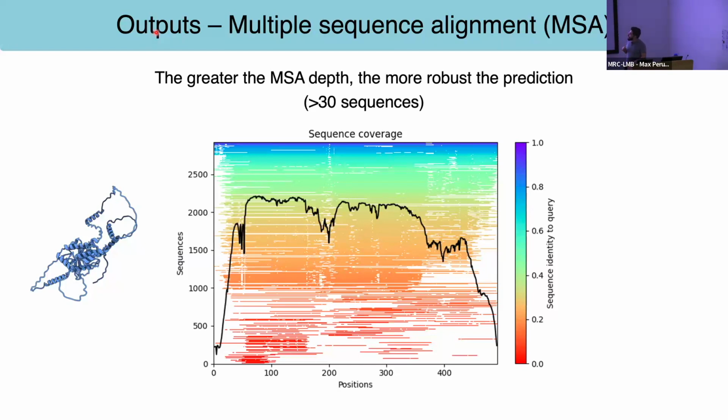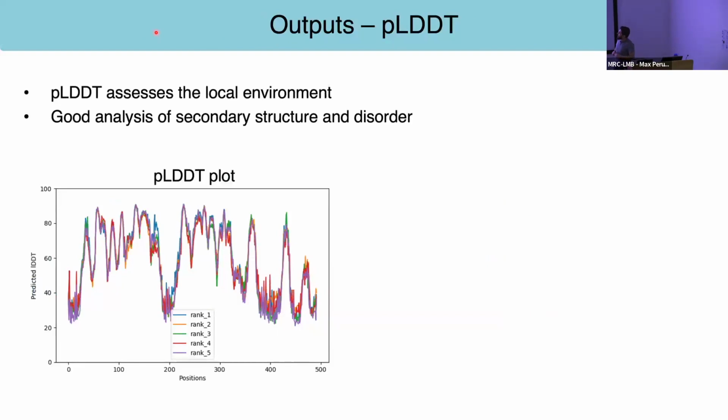Now, to interpret each prediction that you get, the first and easiest one to understand is the predicted local distance difference test. Like I said, this is a residue by residue score. It's telling us how confident we are in the prediction of this amino acid. We have our 5 different predictions overlaid on top of each other here. We're going along the sequence on the x-axis, and the PLDDT is on the y-axis.